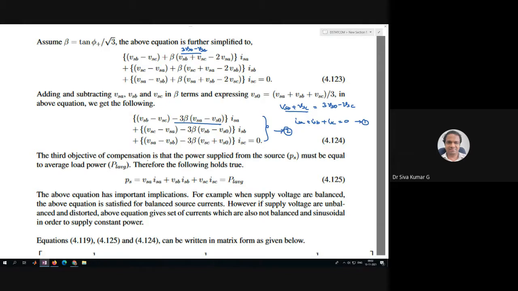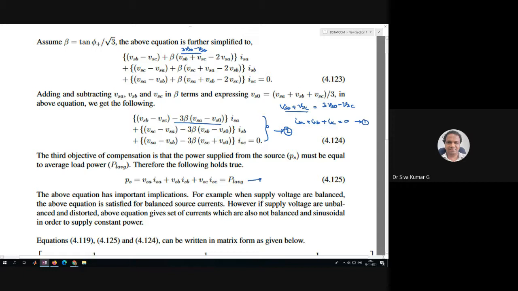You can make out this particular kind of equation where the source needs to supply only the active power. For that, we consider this equation: the third objective is that the power supplied by the source must be equal to the PL average, only the load average power. The above equation has important implications.